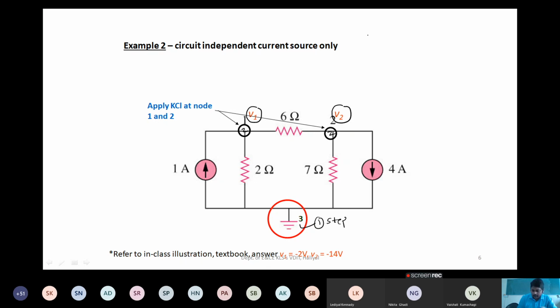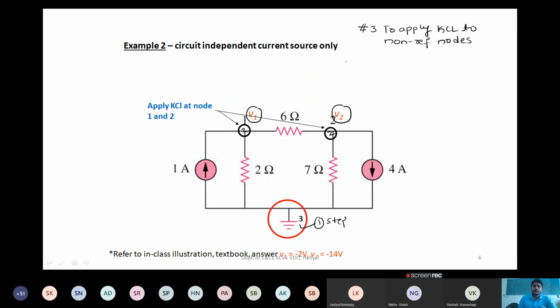The first two steps are over. The third step, step number 3, is to apply KCL to the non-reference nodes.